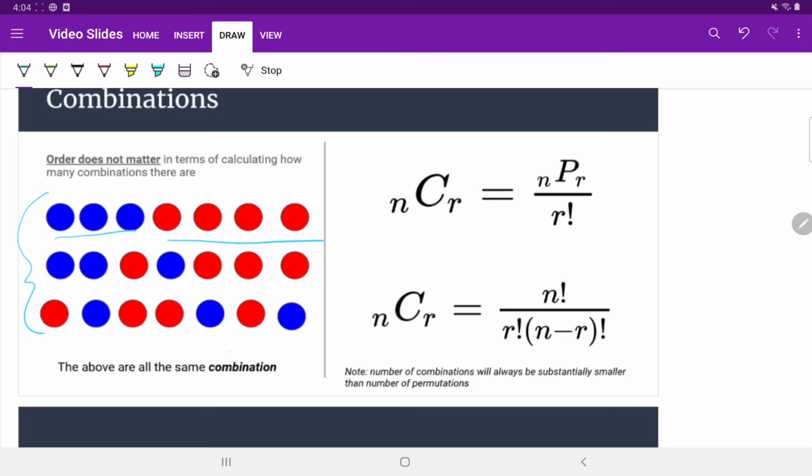So our notation for combinations versus permutations is actually quite similar. So it's nCr as opposed to nPr. And what we essentially need to do is divide out all the permutations that are essentially the exact same in terms of what they contain. So that's why we take nPr and we divide by r factorial, where r is how many things we're selecting.